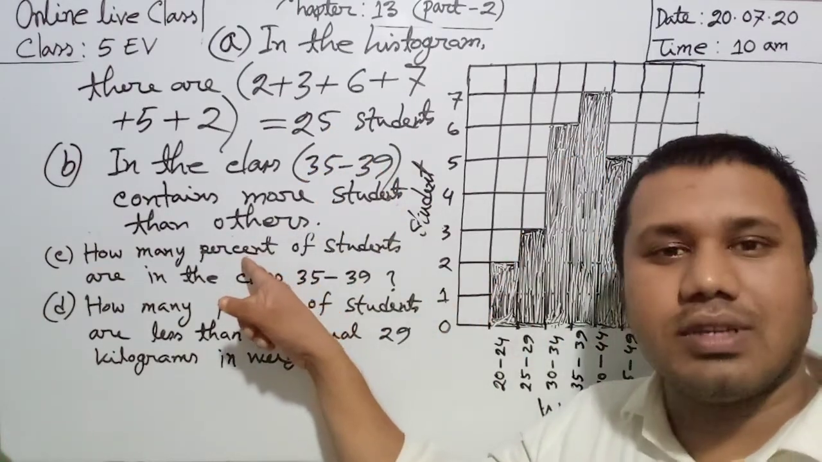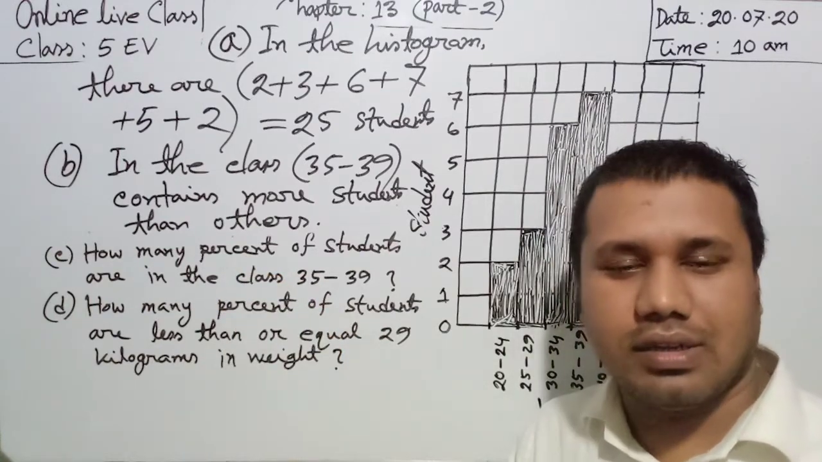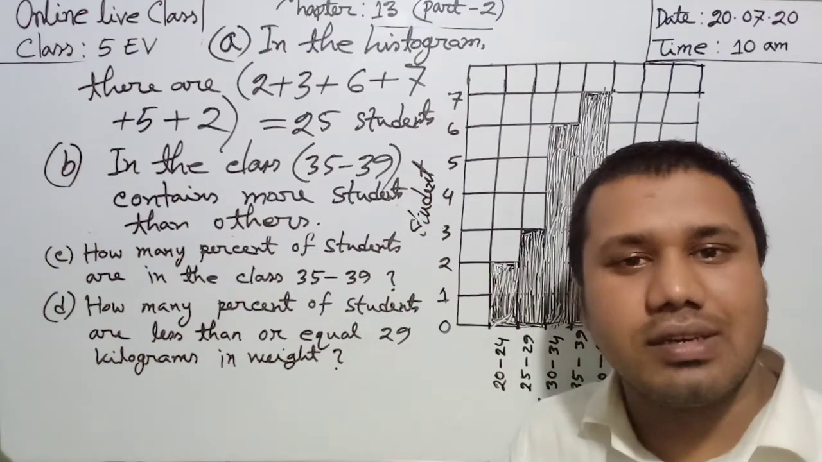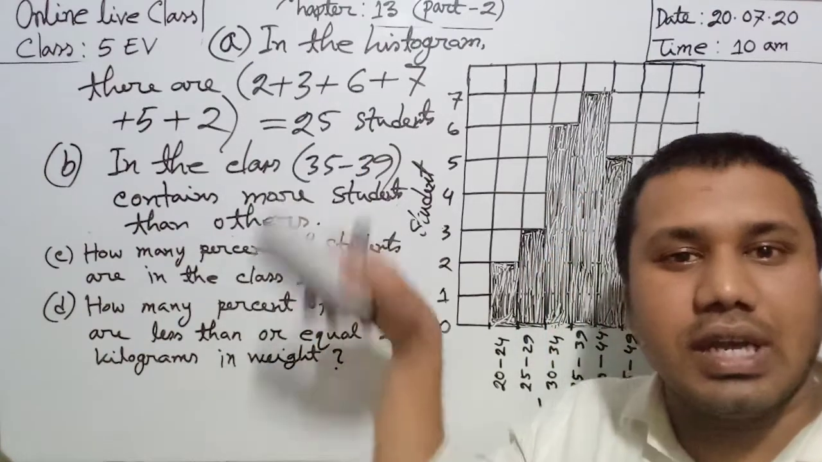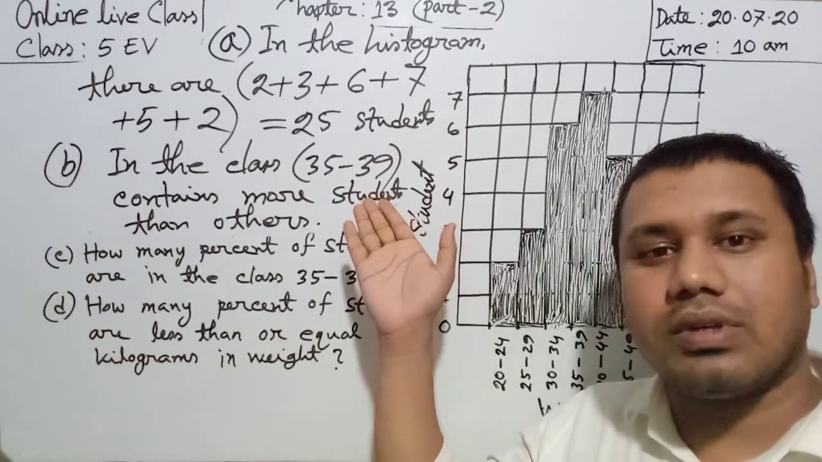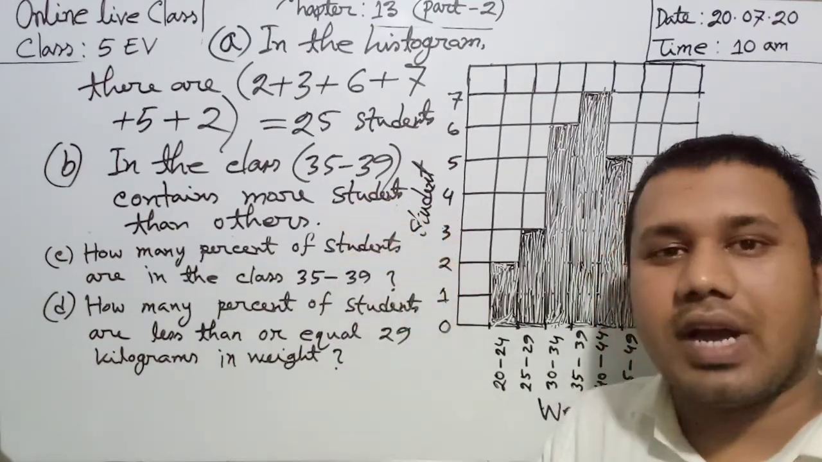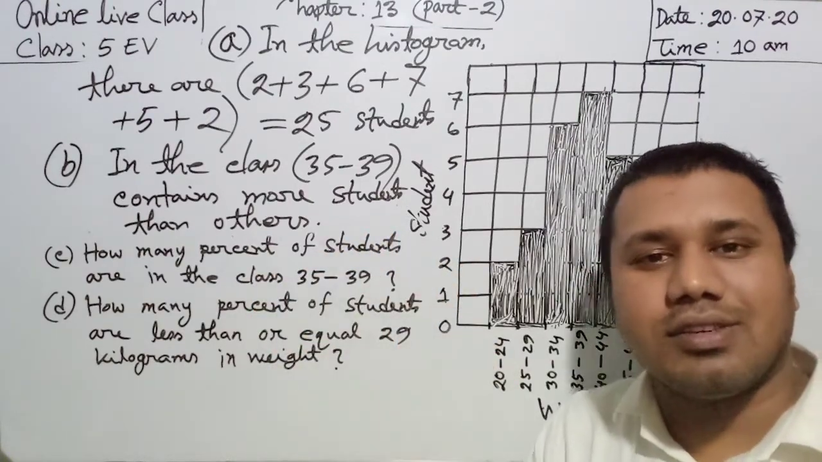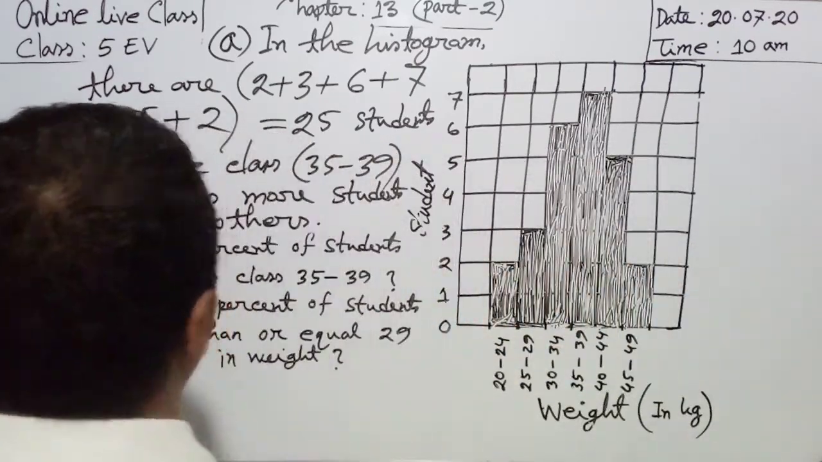Now, percent, what is the meaning of percent? Percent means out of 100. So, out of 100, how many students will be there? We have to find. This indicates percent. Clear? So, now, dear students, I have already solved A and B. Now, write A and B, copy it. At first, I have to erase, then I will write the answer of C. Okay, now I am erasing A and B.